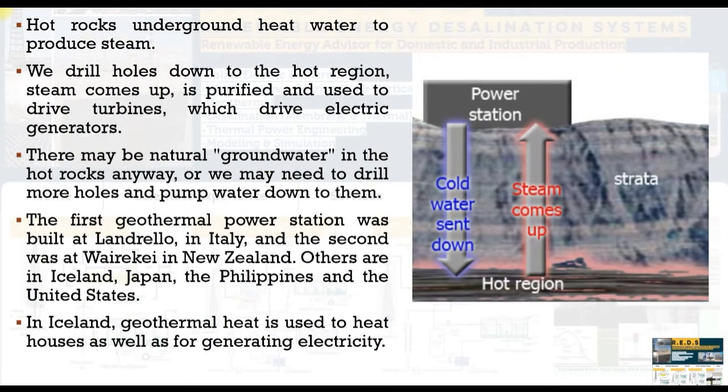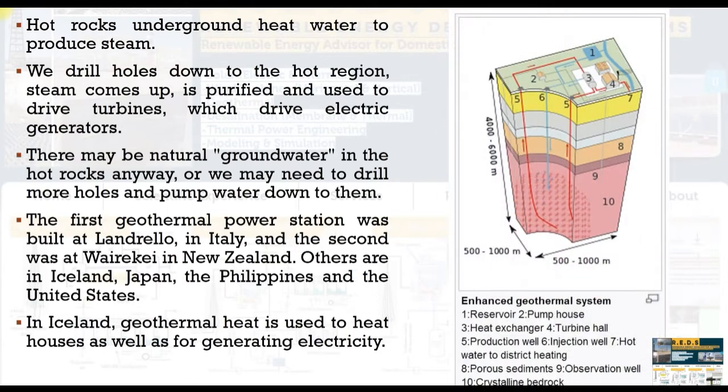The concept is simple. Just hot rocks underground heat water to produce steam. We can drill holes down to the hot region. Steam comes up, which is purified and used to drive turbines, which drive electric generators. There may be natural groundwater in the hot rocks anyway, or we may need to drill more holes and pump water down to them.